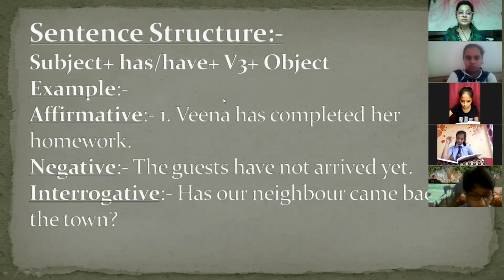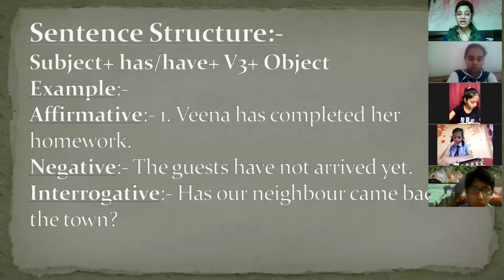Example, sentence structure for the same. Subject, has/have, V3, I mean third form of verb, and then object. Obviously has we use with the singular ones and have we use with the plural ones. For example, affirmative, Veena has completed her homework. Negative, the guests have not arrived yet. And interrogative, has our neighbor come back to the town?